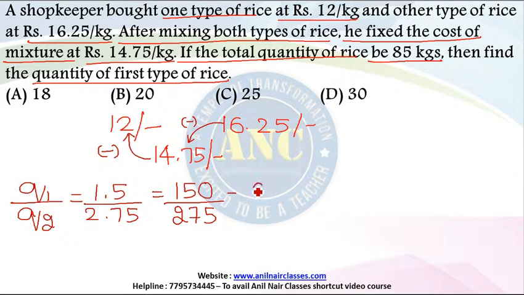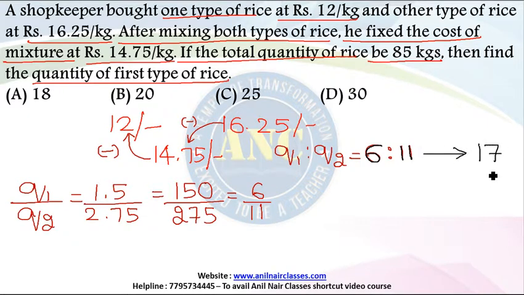This is 25 into 6. This is 25 into 11. So the quantity in which they both need to be mixed is 6:11. According to the ratio, 6 kgs of first quantity and 11 kgs of second quantity should be mixed, so that the total quantity is 6 plus 11, which is 17. But the question says it is not 17, it is 85.